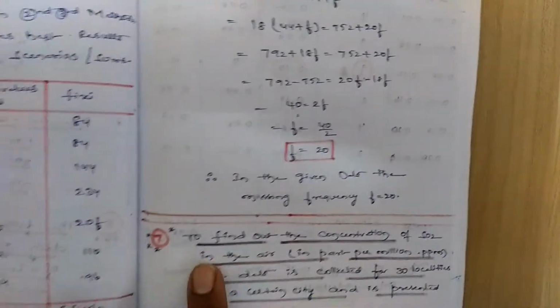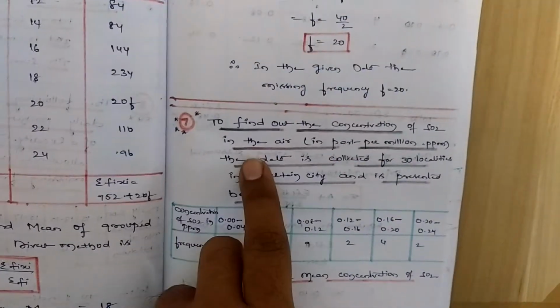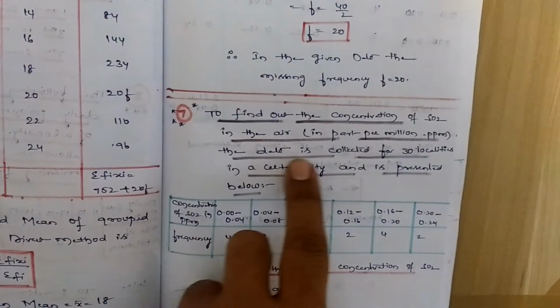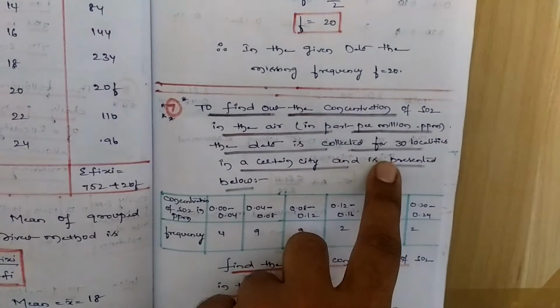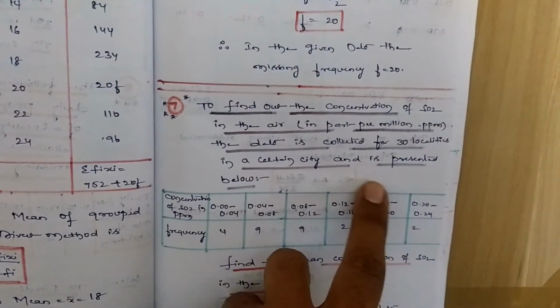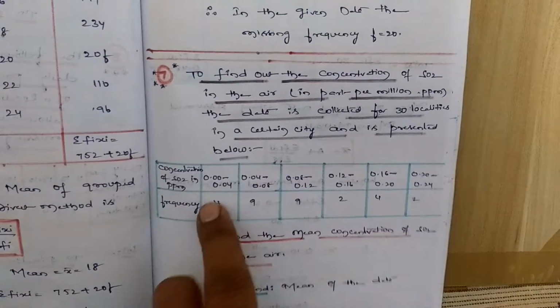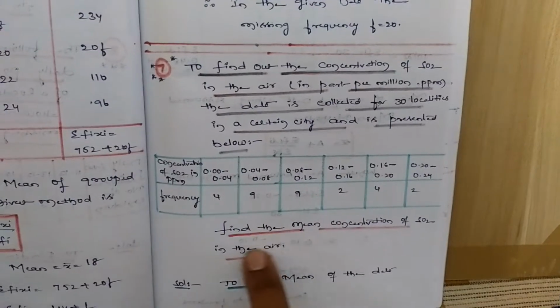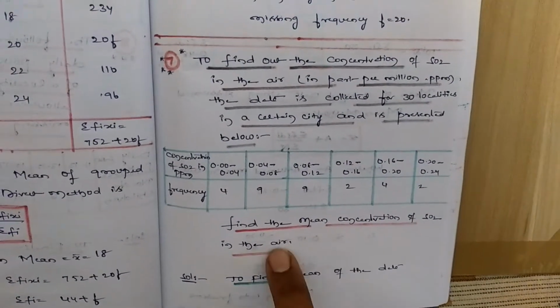Now coming to the seventh sum, students, what is given here? To find out the concentration of SO2 in the air, in parts per million, the data is collected for 30 localities in a certain city and is presented below. Here the class intervals are given in terms of decimal numbers, and the frequency is given. We have to find the mean concentration of sulfur dioxide in the air.